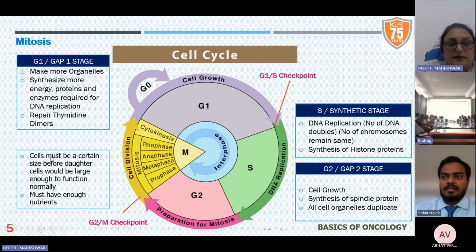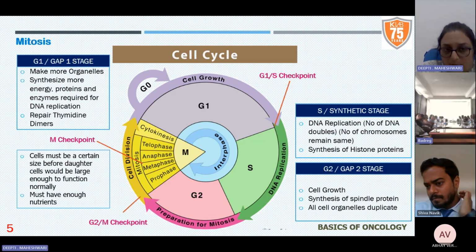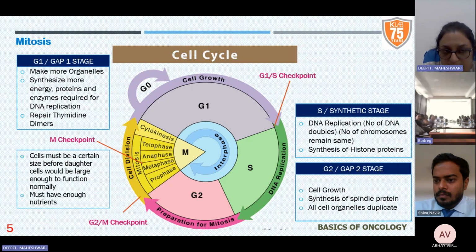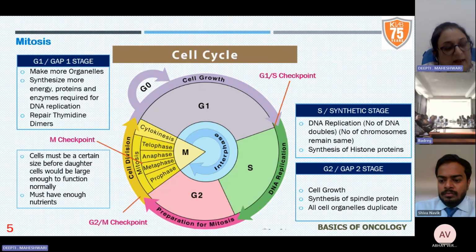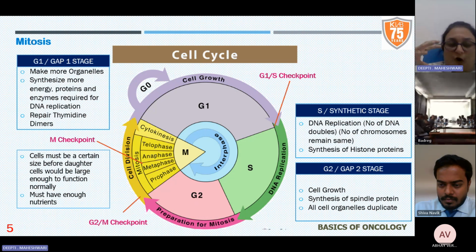Cell must be a certain size before daughter cells would be large enough to function normally, and must have enough nutrients, so that is checked in the G2M phase, and you have an M checkpoint where again they see whether the cell can actually undergo a split. After the checkpoint is cleared, then the cell can divide, all the cell organelles divide, and after the cell organelles divide, even the cytoplasm divides. So after the formation of the nuclear membrane, the cell membrane also forms and divides.